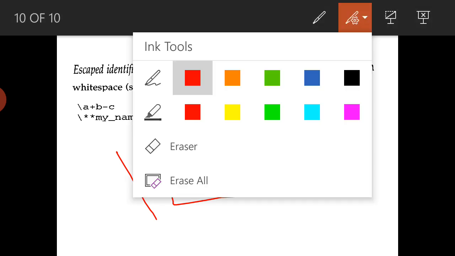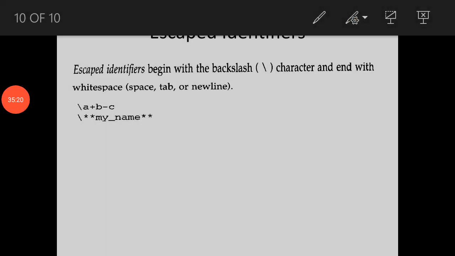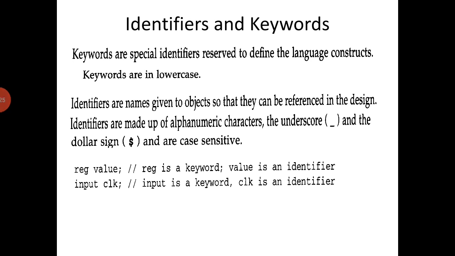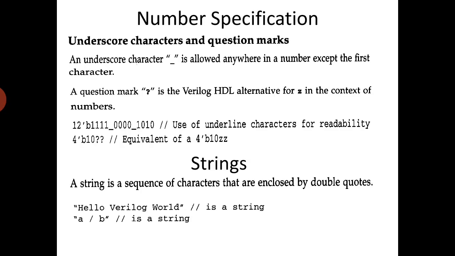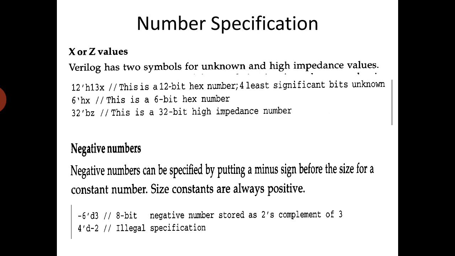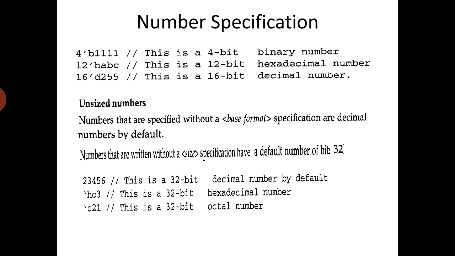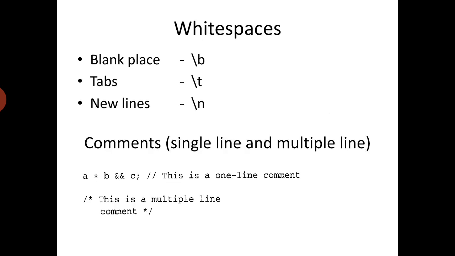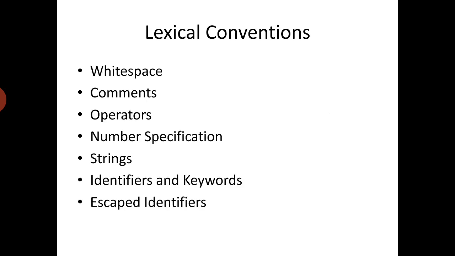So these are the different lexical conventions: identifiers, keywords, strings, and while representing numbers, what we can consider: underscore, question mark, x and z, how to represent negative numbers, sized numbers, unsized numbers. Then the types of operators, comments and white spaces. All this we have seen in today's class on lexical conventions. In the next class we will see data types.